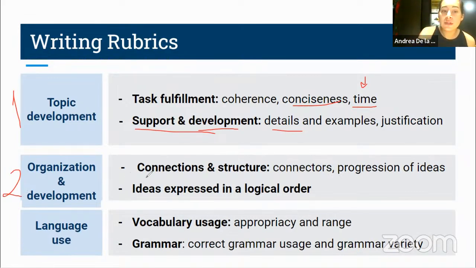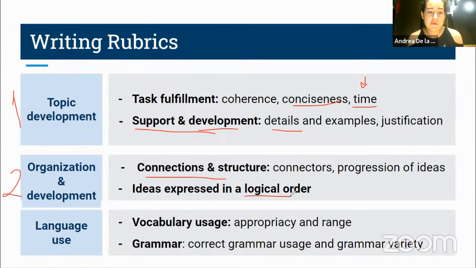Second was how you organize your essay. So this has to do with using connectors, right? But this is the easiest part because if you follow the template, then usually you already have this, right? So you have to use different connectors, you have to structure your essay in paragraphs, and your ideas need to flow in a logical order, right? So if I start talking about, let's say, healthy food, and then I change completely the topic to something different, and then I come back to healthy food, then it isn't logical, right?